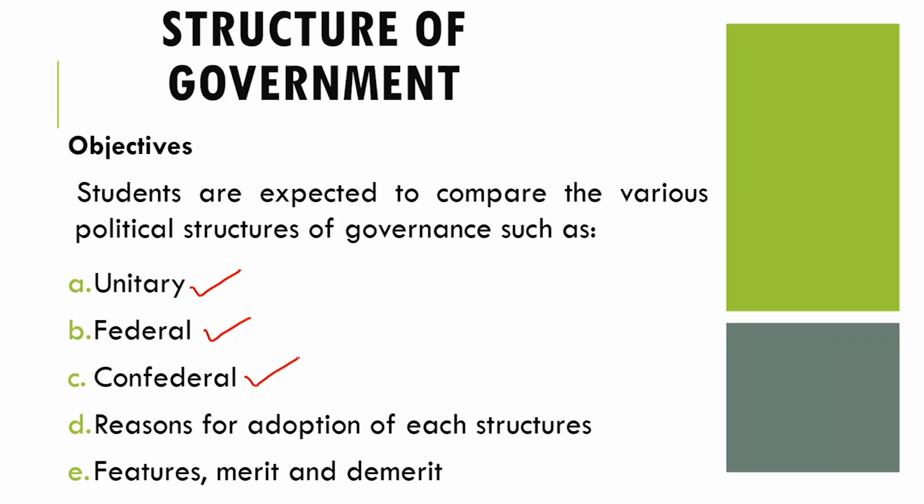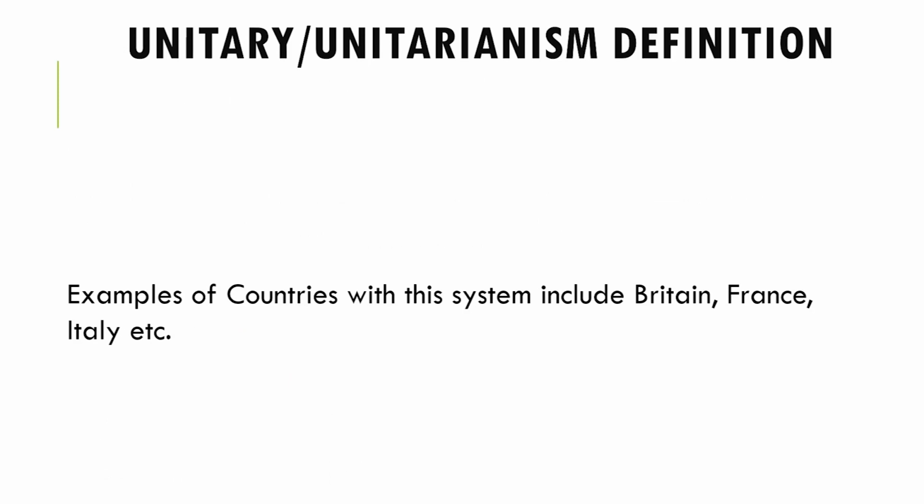Now, what we're expected to do here is to look at the reasons for adoption of each structure of government. Then we're still going to look at the features and as well the merits and the demerits of each structure of government. Now, looking at the unitary system of government, which is otherwise called Unitarianism.